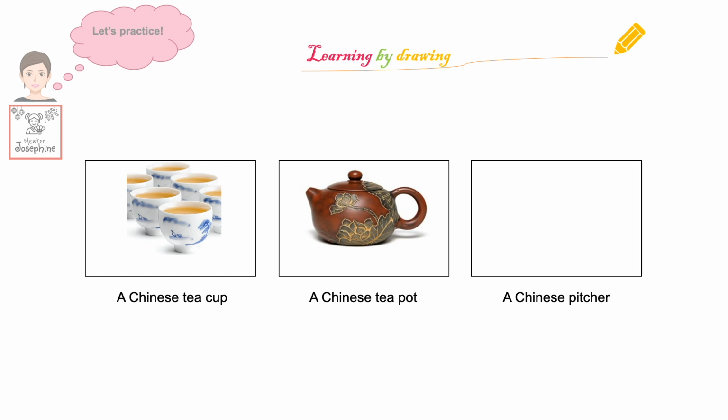Finally, how does a Chinese pitcher look like? Yes, correct. It is a container with a beak. Remember, it doesn't have a handle or a lid. But what makes it different from a cup is that it is larger and it has a beak. Again, it can be of any color, so you can be as creative as you want.